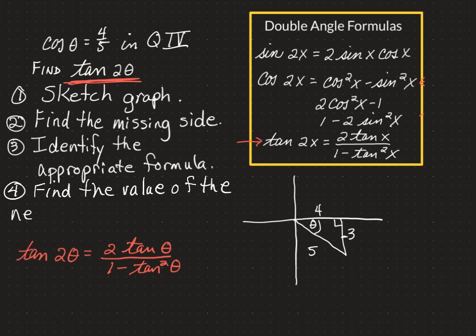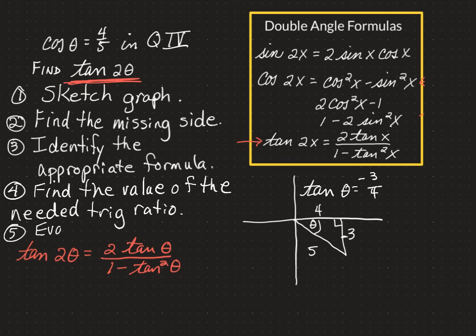And for this, what do we need? What is within the formula that we just recopied? Well, we need to know tangent of theta. So what is the tangent of theta now that I've drawn this graph? Well, the tangent of theta is the opposite, which is negative 3, over the adjacent, which is 4. Negative 3/4. And then last step, evaluate. Okay, the tangent of theta equals negative 3/4. That means this formula becomes 2 times negative 3/4 over 1 minus negative 3/4 squared. And after evaluating that, we come up with negative 24 over 7. So the tangent of 2 theta equals negative 24 over 7.